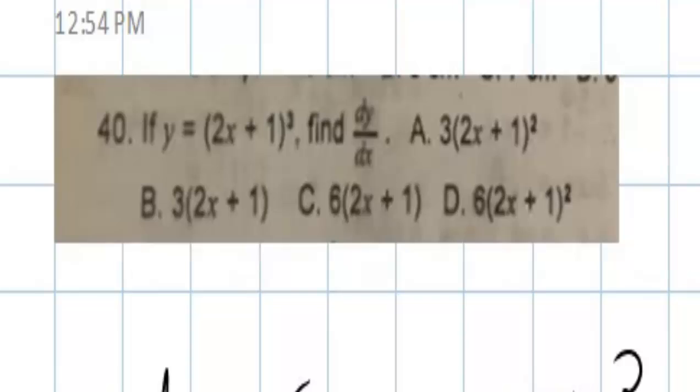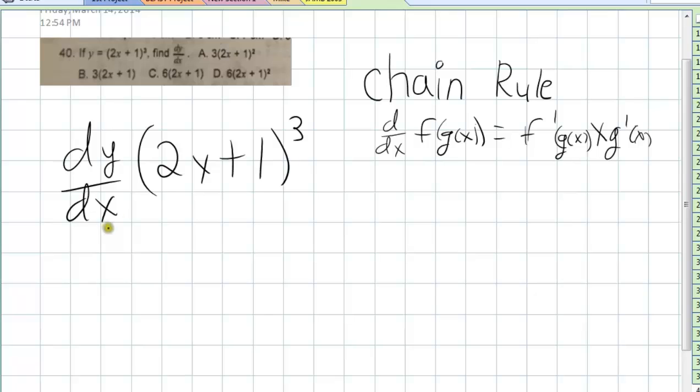So here's question 40, and it says if y is equal to the quantity 2x plus 1 cubed, find dy dx. I've written out what they want us to do, and a very important thing that we need to note before we get into this problem, and it's the chain rule, which states that if we're going to take the derivative of functions that are composed with each other, then we have to take the derivative of the outer function and evaluate at the inner function, and then multiply that by the derivative of the inner function.